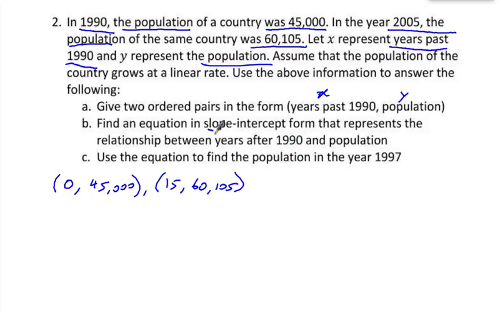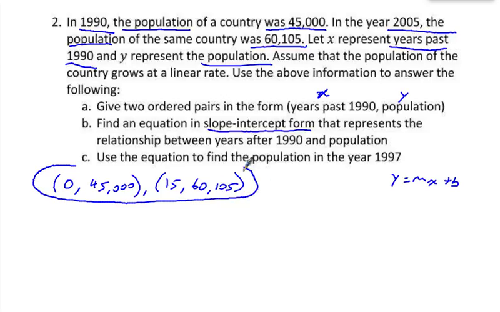They want an equation in slope-intercept form. Again, y equals mx plus b is the form that we're looking for. This was our answer to part A. We need to find the slope first. 60,105 minus 45,000 divided by 15 minus 0.